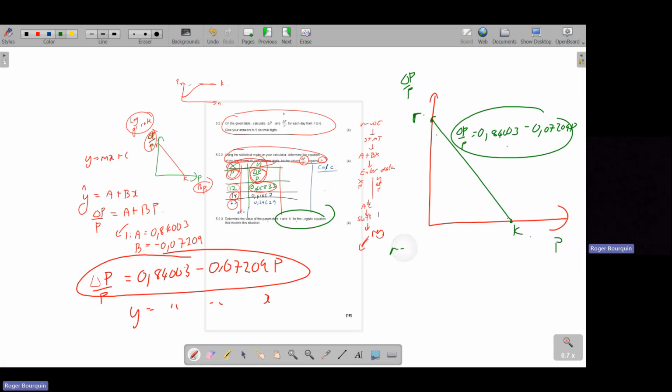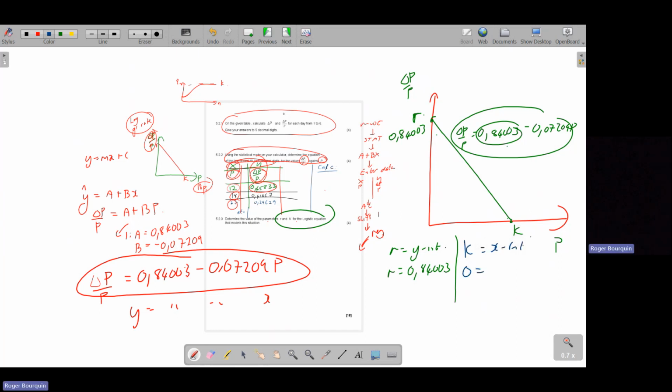So R is equal to the y-intercept. In other words, R is just the constant value, and that looks right. So R is 0.84003. Always think of this graph in your head. And K, if you know the equation, is equal to the x-intercept.